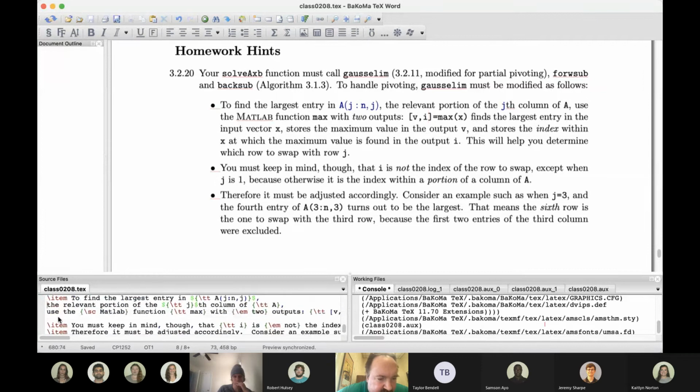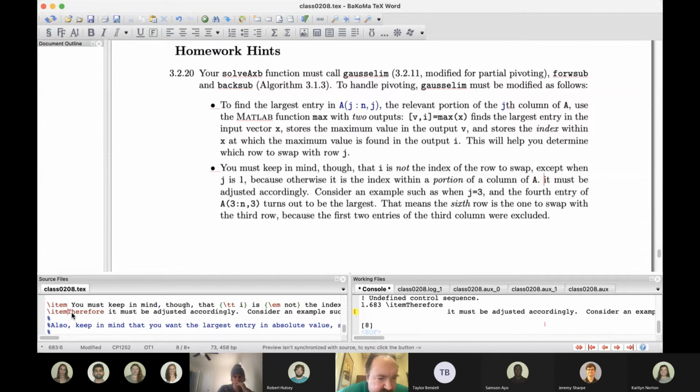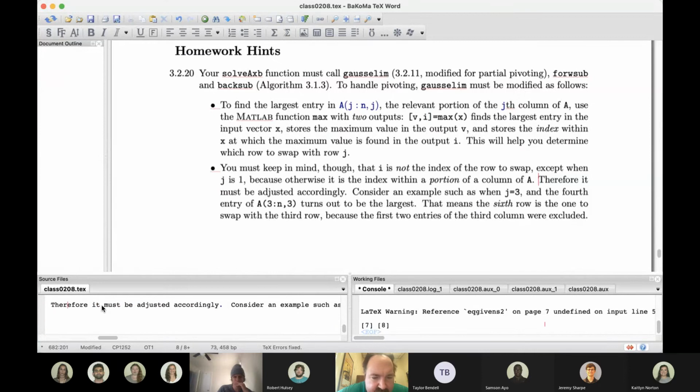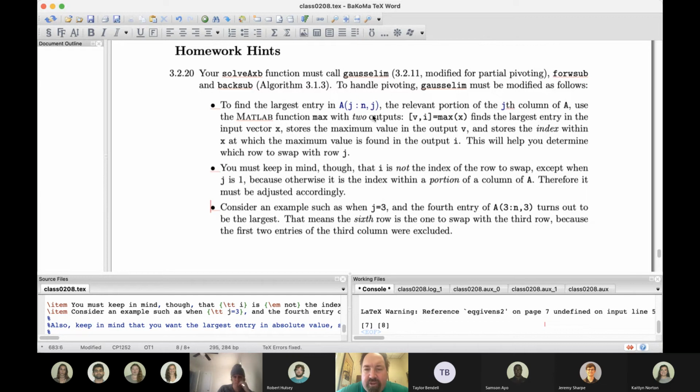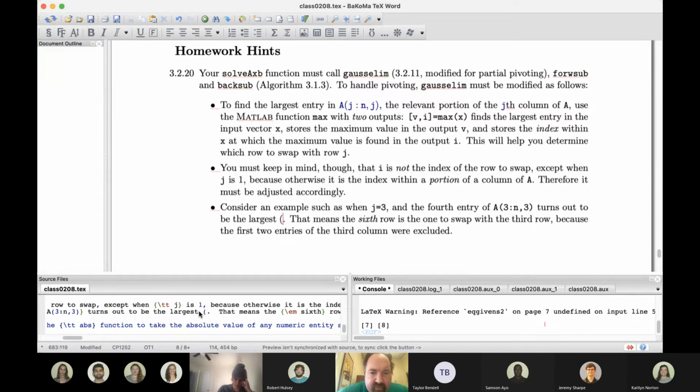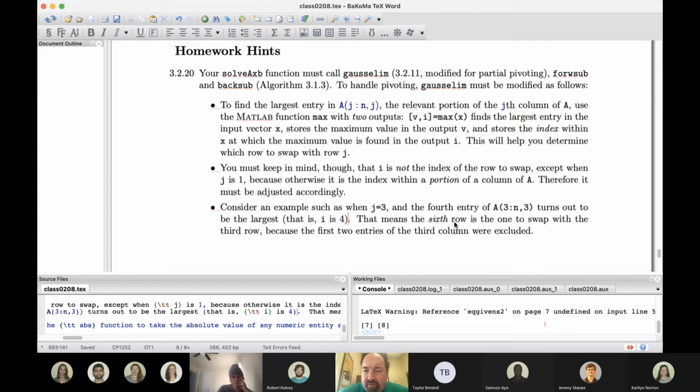Okay. So to give an example, suppose you're in the third column, and you go ahead and take the max of the absolute value of this, and it tells you that the fourth entry is the largest. So in other words, the value of the return value I is 4. So the fourth element of this is the largest. That means the sixth row is the one you want to swap with.